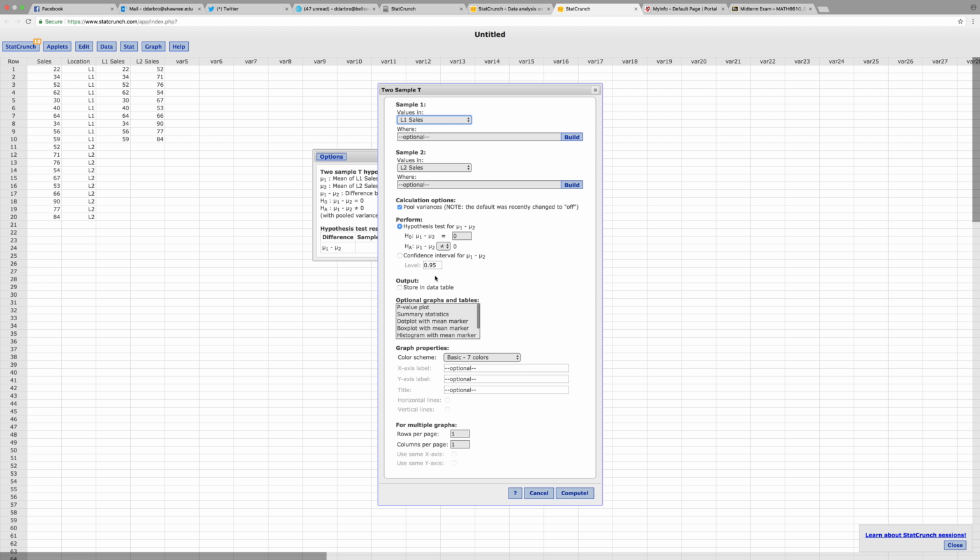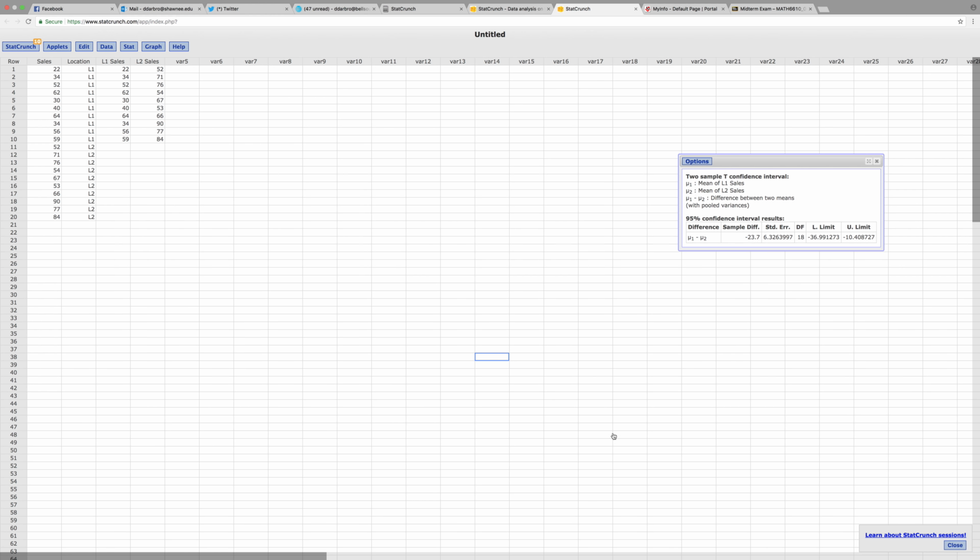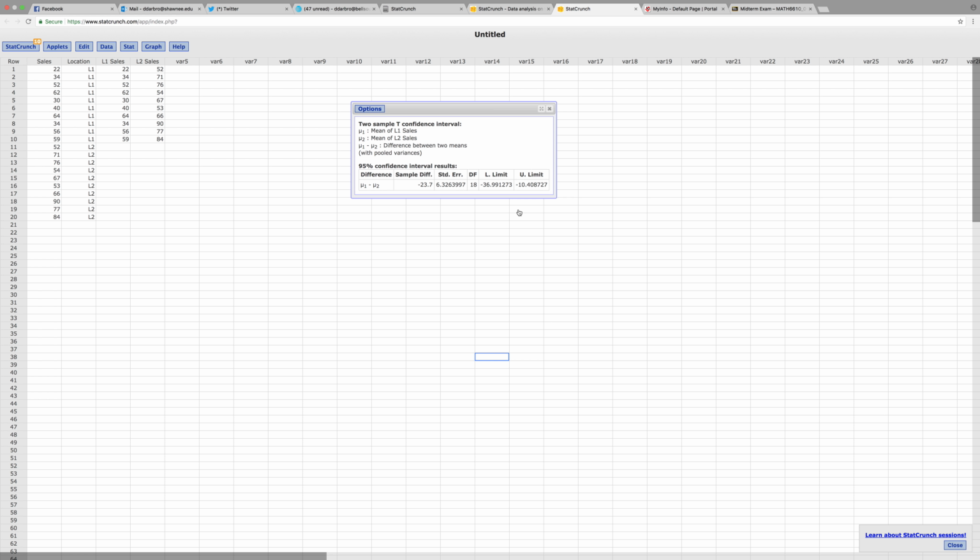All right, gang. Thanks to Megan, I believe, for pointing out how we can go back through and not enter everything in again. So Megan, many thanks for figuring that one out. We can go ahead and do a confidence interval compute. And you can see that the lower limit is negative 36.99. The upper limit is negative 10.41.